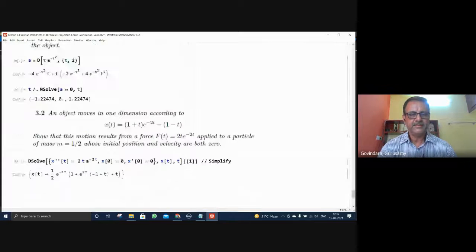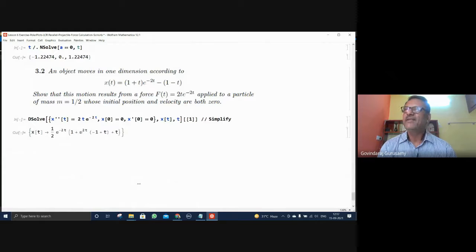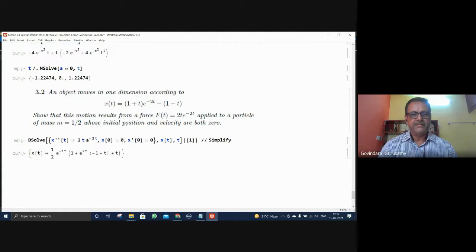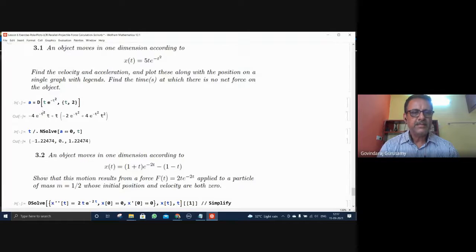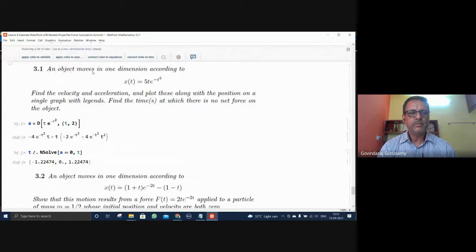We'll go to the next problem, which is rather easy. I think I have given it, making some error in that, and then I have given the problem. Now you can see this is problem 3.1. An object moves in one dimension according to x of t equal to 5t e to the power minus t square. Find the velocity and acceleration and plot these along with the position on a single graph with the legends. Find the time at which there is no net force on the object.